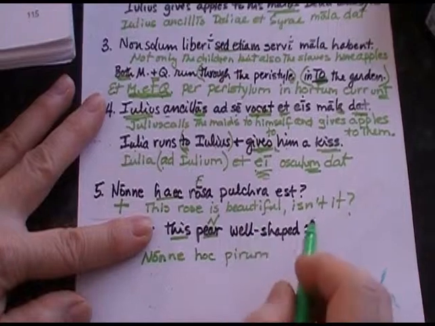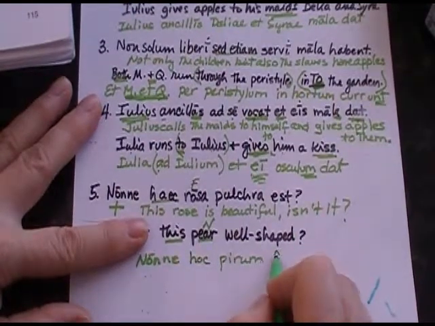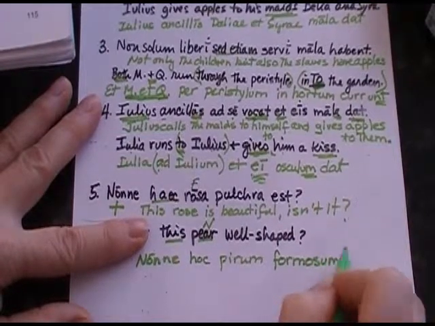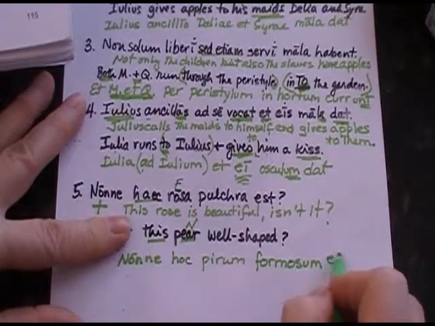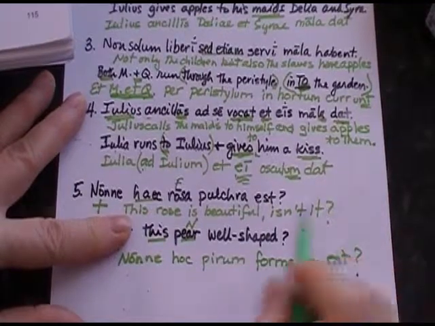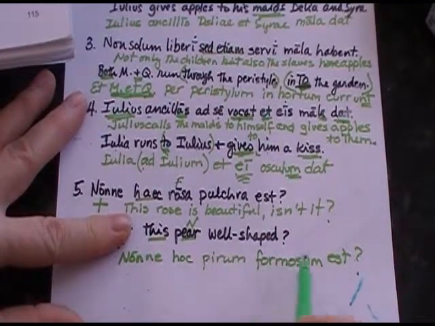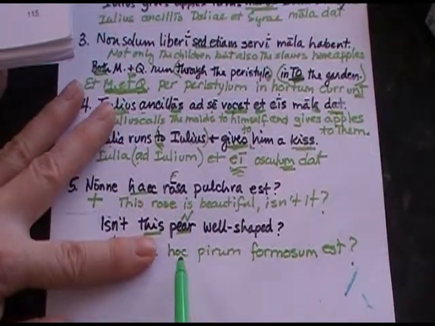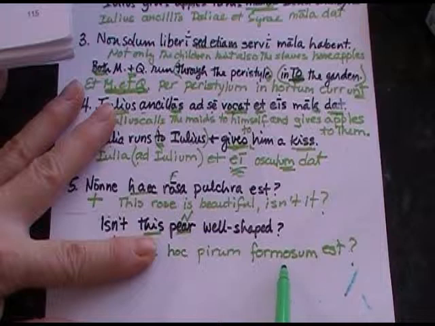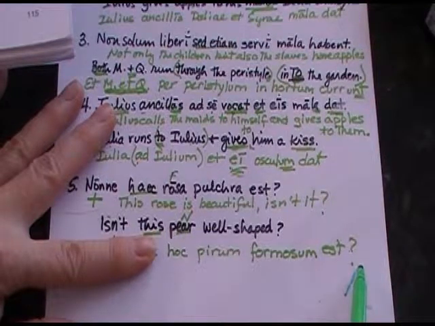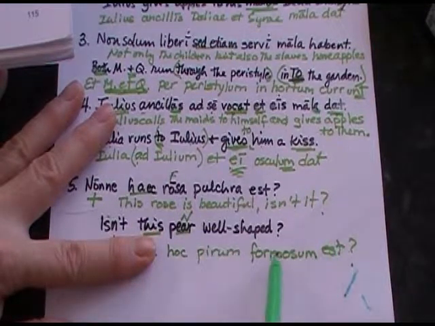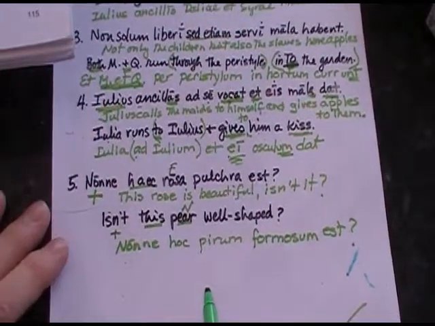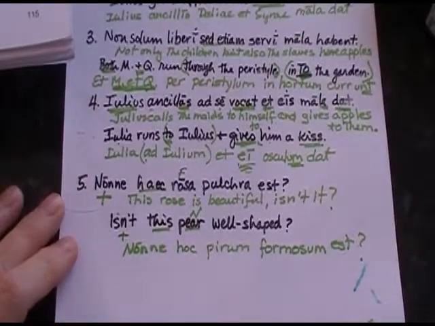Nonne hoc pirum. And well shaped, formosum est. Nonne hoc pirum formosum est. Nonne meaning, we're just going to say this pear is well shaped, isn't it? Or surely this pear is well shaped. Don't you agree? And that's the end of 9b for chapter 7.